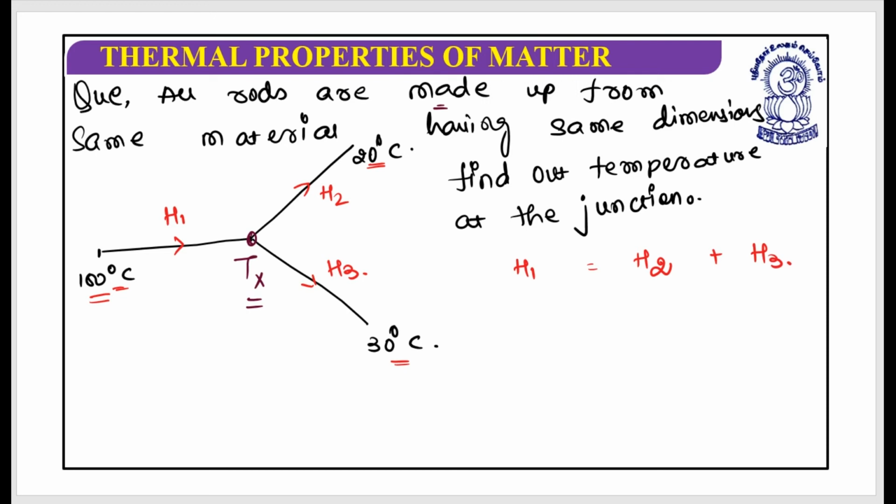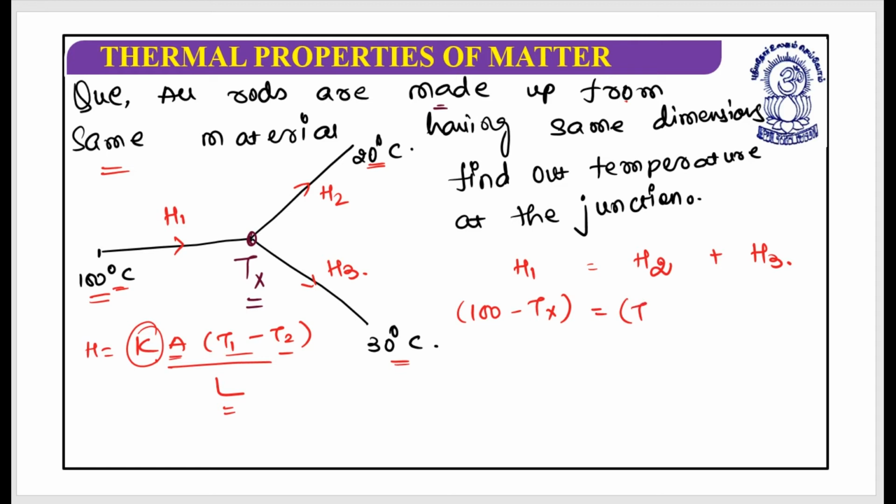Now when I write H, this is equal to K A (T1 minus T2) divided by L. But as all rods are made up of the same material, this K would be constant and would cancel out on both sides. They have the same dimensions, which means the area of cross section and the length of the conductor are the same. So only the temperature difference would be different. So it's 100 minus Tx equals (Tx minus 20) plus (Tx minus 30).